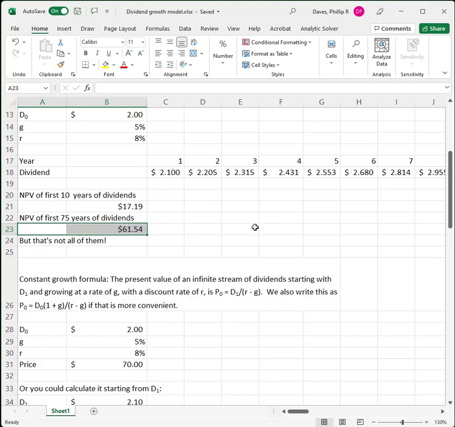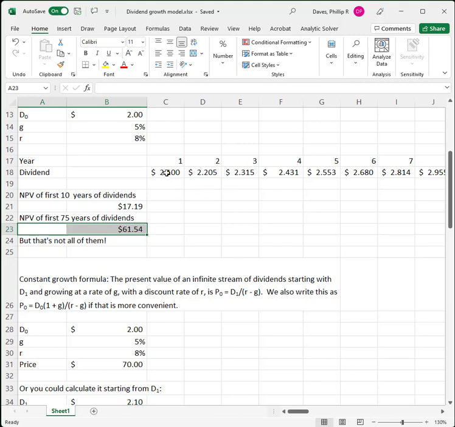$61.54. And so this stock ought to be worth, well, at least $61.54, but $61.54 is only the present value of 75 years worth of dividends. There's a whole bunch more years of dividends that the company is expected to provide. So that would be year 76, 77, year 200, year 300, year 500, all of those years as well. And so we want to be able to incorporate those.